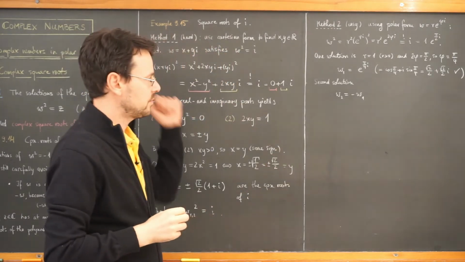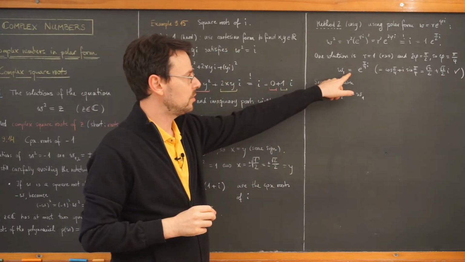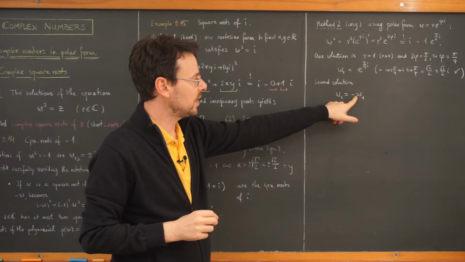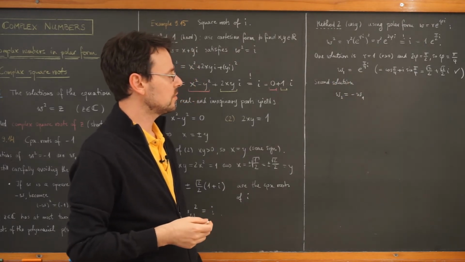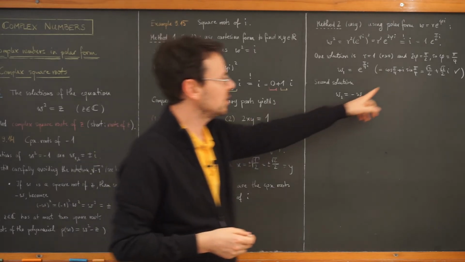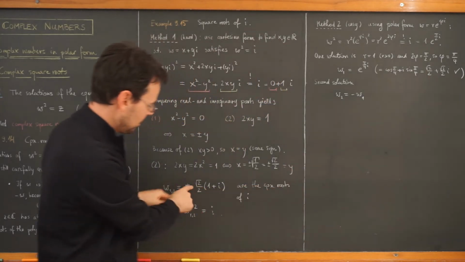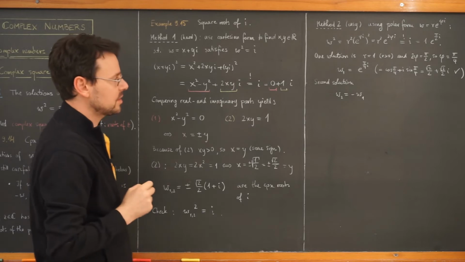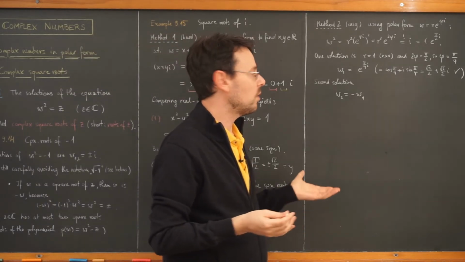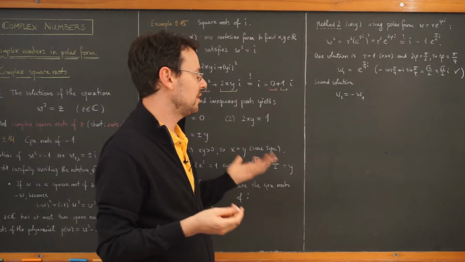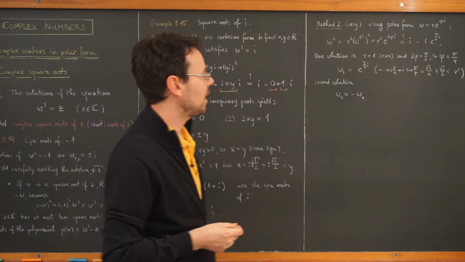And of course, as remarked before, if I have found one solution, then its negative is automatically a second solution. So we have found two square roots. You can again check or see this is the same as this here with a minus sign. And as remarked before, there can't be more than two solutions. So we have found the two square roots of i.